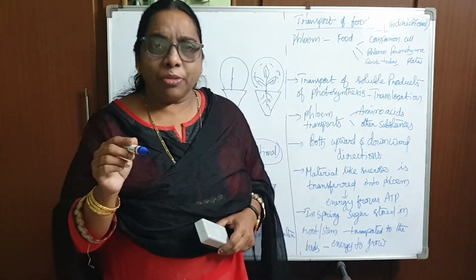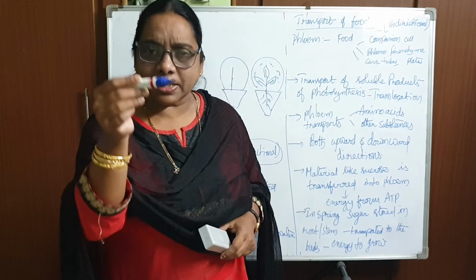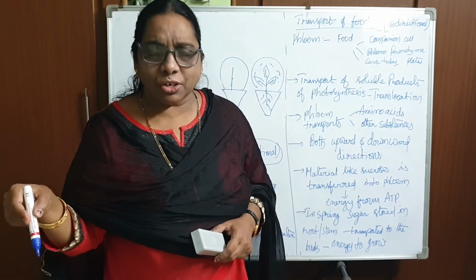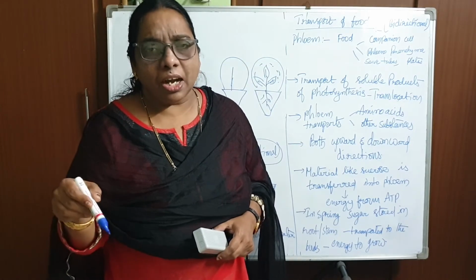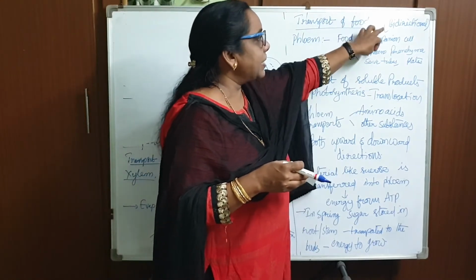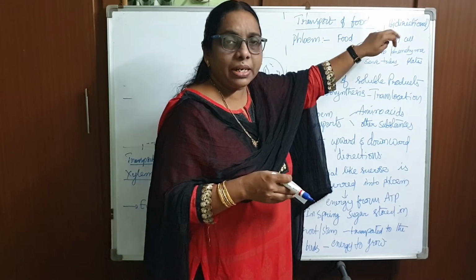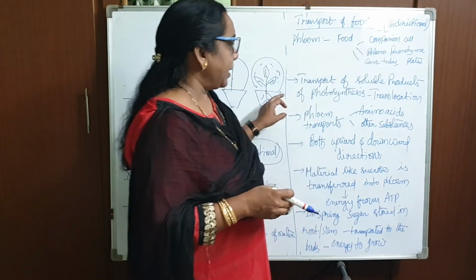From the leaf, the food has to be supplied in both directions. It has to go to the lateral sides, it has to go down, and it has to go to the lateral branches and even the roots. That is the reason the food passes in a bidirectional way. Water is unidirectional, food is bidirectional.